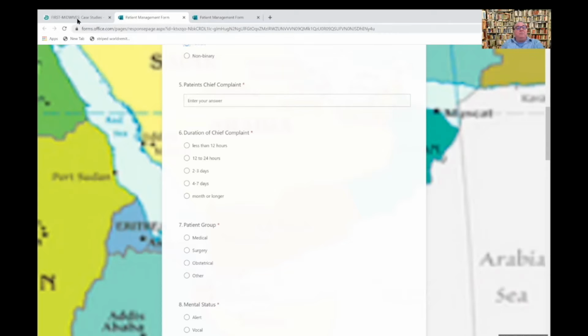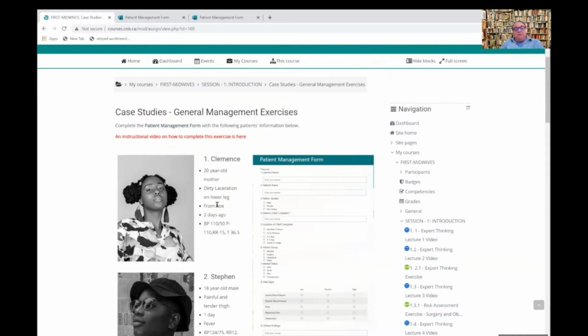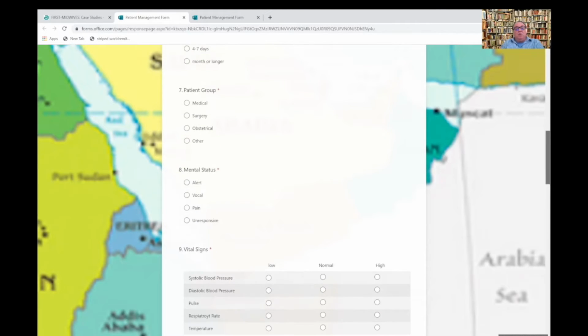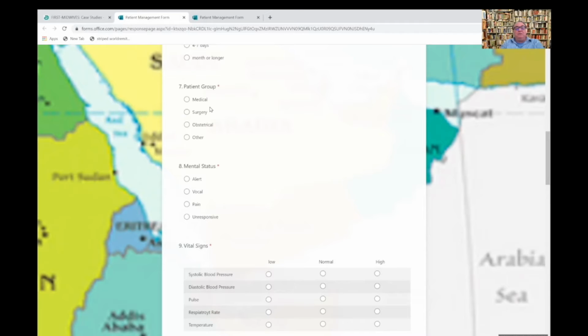Let's go back and look at what her problem was. She has a dirty laceration on her lower leg. Came from a hole. Happened 2 days ago. So let's put that information in the form. Her chief complaint is a laceration. It happened 2 days ago, so it's been 2 to 3 days. What type of problem is this? Is this medical, surgical, or obstetrical? I think it's a surgical problem, so we indicate that.